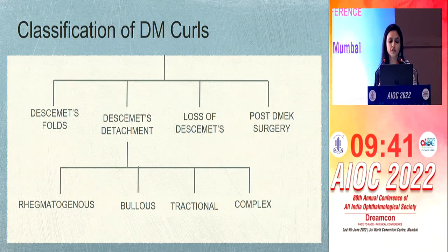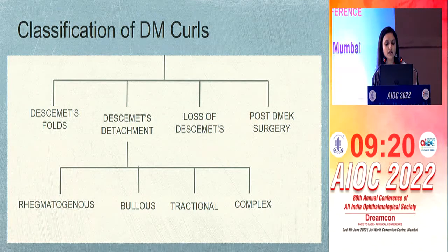It's a very beautiful classification given that what are the things that you can see the next day if you have had a complication after your cataract surgery or your trab or whatever surgery you're doing. You can see Descemet's folds, you can have a Descemet's detachment. Now we further classify Descemet's detachment into rhegmatogenous, bullous, tractional, and complex. I will be covering each of these after the slides.